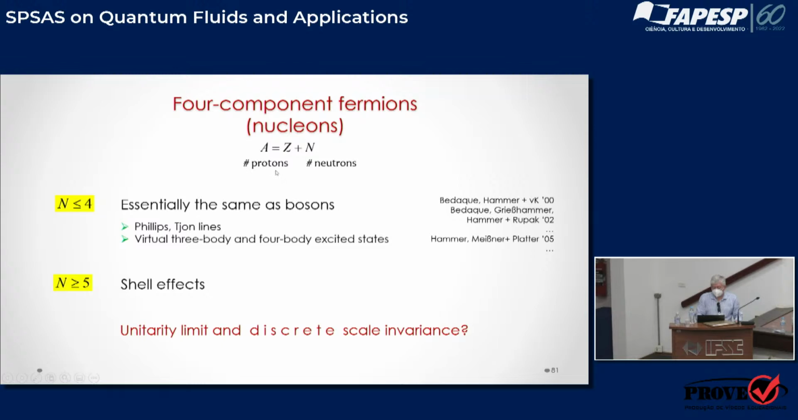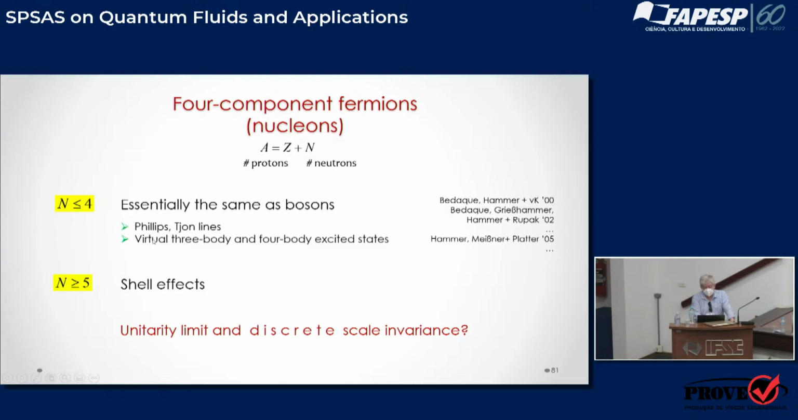So when we talk about nuclear physics, we talk about A, not N. Well, N is traditionally the number of neutrons, and Z, the number of protons. So what I meant here was A smaller than 4 and A bigger than 5. But for A smaller than 4, the system essentially behaves like bosons, because the Pauli exclusion principle essentially plays no big role. And that's why the Phillips and Tjon lines were discovered way before in nuclear physics, but apply for bosons as well.